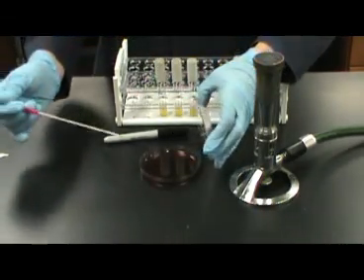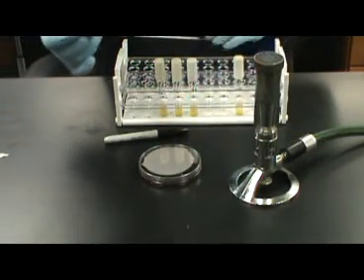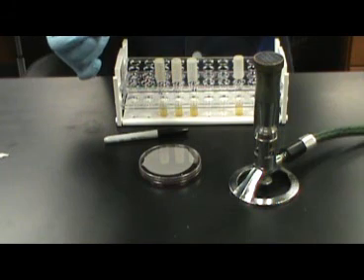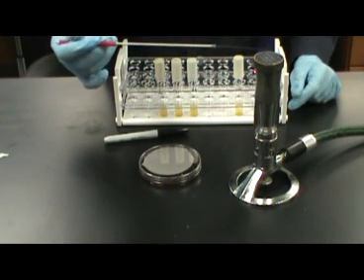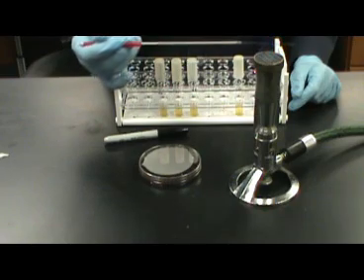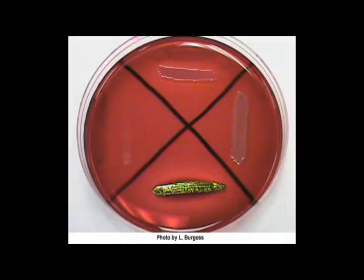Carefully lift the lid of the plate and inoculate a small 1-inch straight line in the quadrant labeled for the bacteria you are inoculating. These steps will be repeated for each quadrant of the plate. Shown here is a completed EMB agar plate.